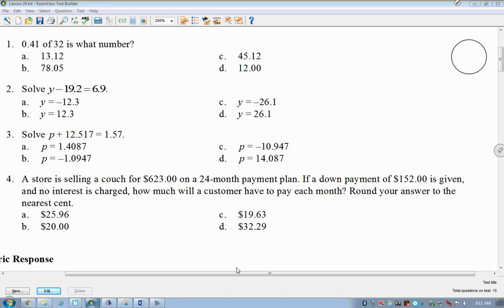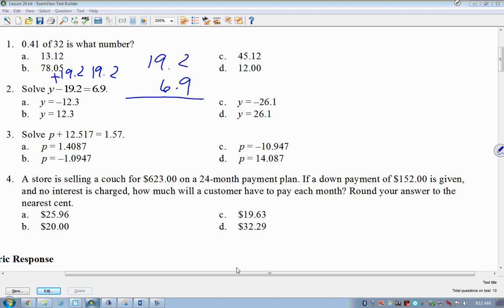Erase. Let's look at number 2. Number 2, we want to solve for y. y minus 19.2 equals 6.9. What do I want to do? Christian. 19.2. Good. Add 19.2 on both sides. Okay, so we got 6.9. We're going to do this without a calculator. Okay?